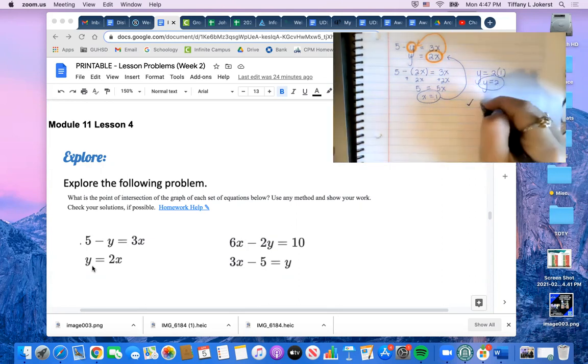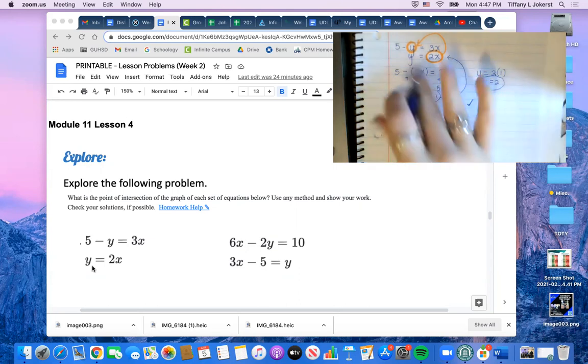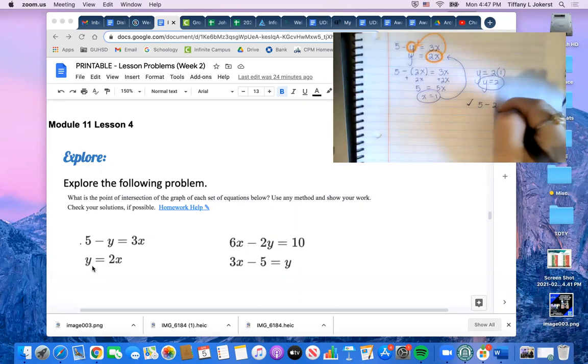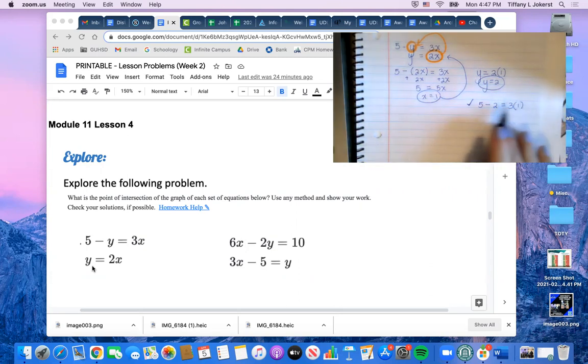Okay, so I have 5 minus my y, which is 2, should be equal to 3 times my x, which is 1. That should be equal to each other. 5 minus 2 is 3. 3 is equal to 3. Yep, I know that I've done it correct.